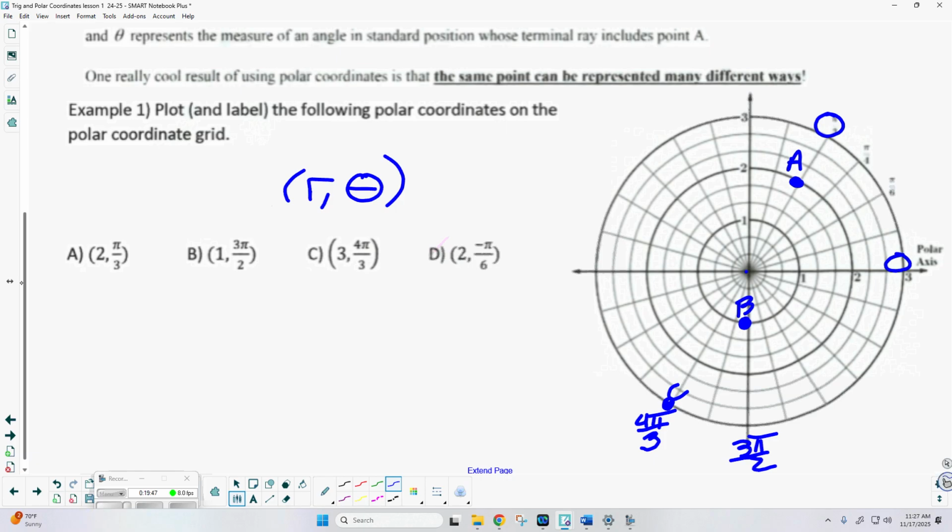Okie dokie. Then let's try D. So 2, negative pi over 6. Now, how is this one different? Now, we're going to start with a negative angle. So that means I'm going to rotate clockwise. Now, 11 pi over 6 is right here. So negative pi over 6, it's coterminal with that measure. So I'm going to go clockwise, negative pi over 6. We have a radius of 2. So right there, that's D. That's all there is to it. Questions? Easy, right? Super easy way to start the week.